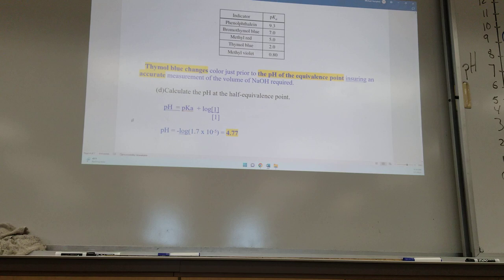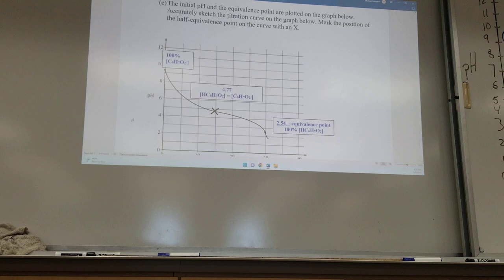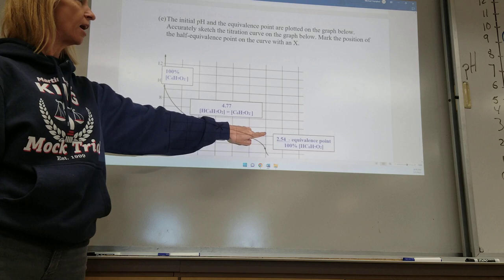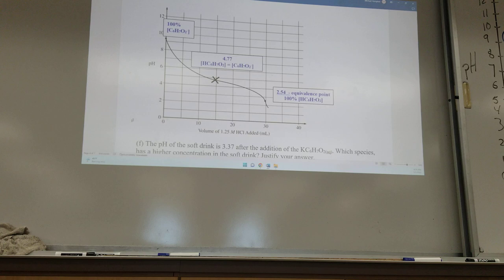Calculate the pH at the mid equivalence or half equivalence point. It is 4.77. You now have everything you need to know to come up with the graph. What made this graph doable is they gave you the initial starting point and the ending point. The pH at the end point, they tell you, is 2.54, because we never calculate that. The mid equivalence point, you had just graphed. The shape of that graph is crazy funky. Okay, got it? But you should know how to do that.